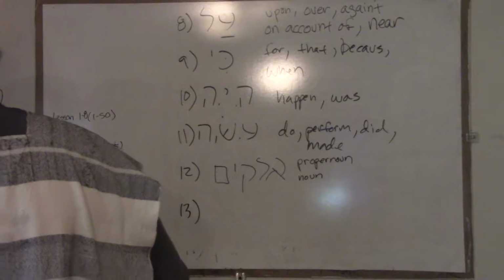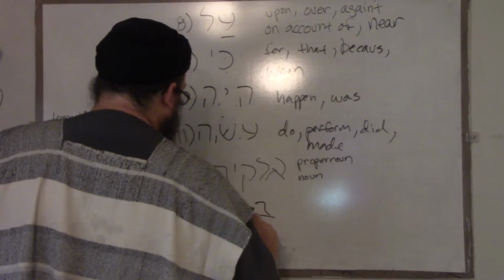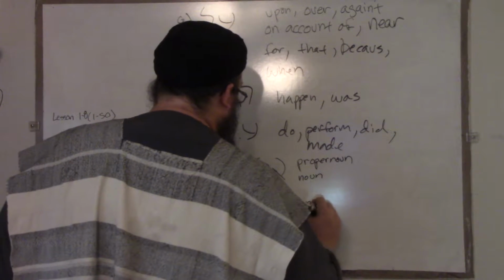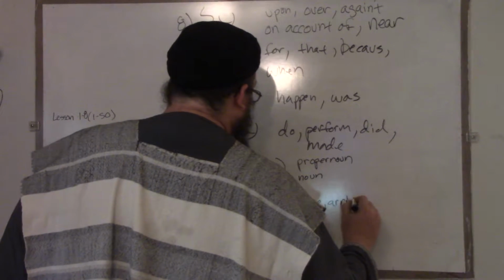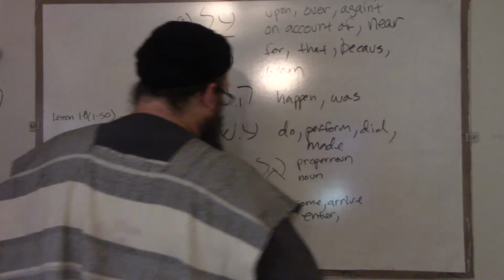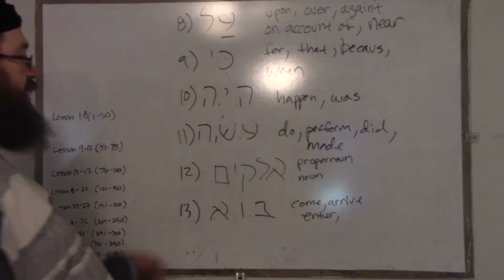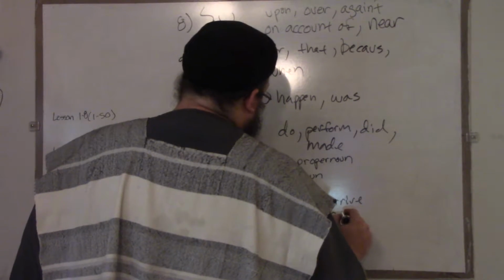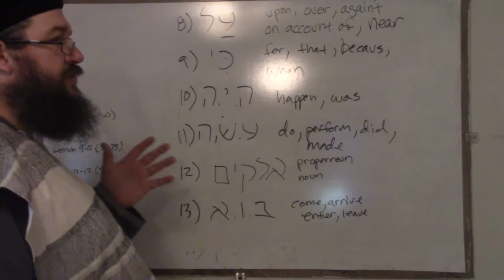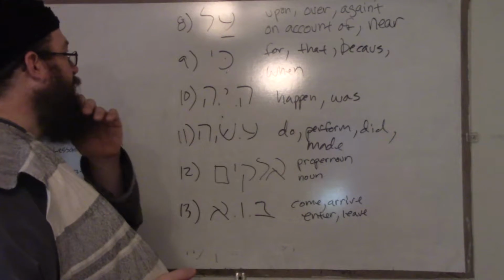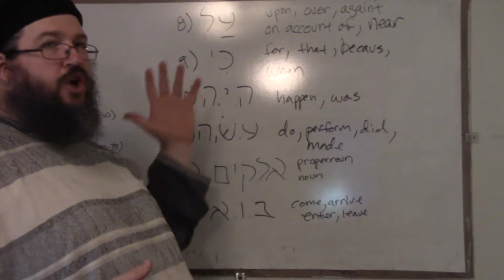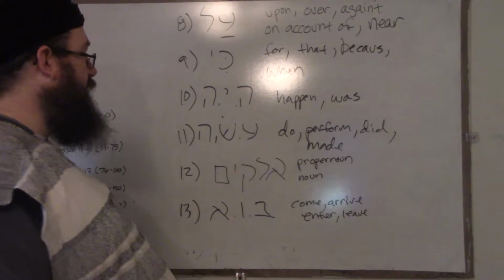Number 13 is going to be the root bet, vav, aleph, which means to come, arrive, enter, okay? So, or it also can mean to leave, but it's not leave as in like he left, it's leave as in like, the word in Hebrew, the word like ba Hashemesh means the going of the sun, which means the departure, okay?